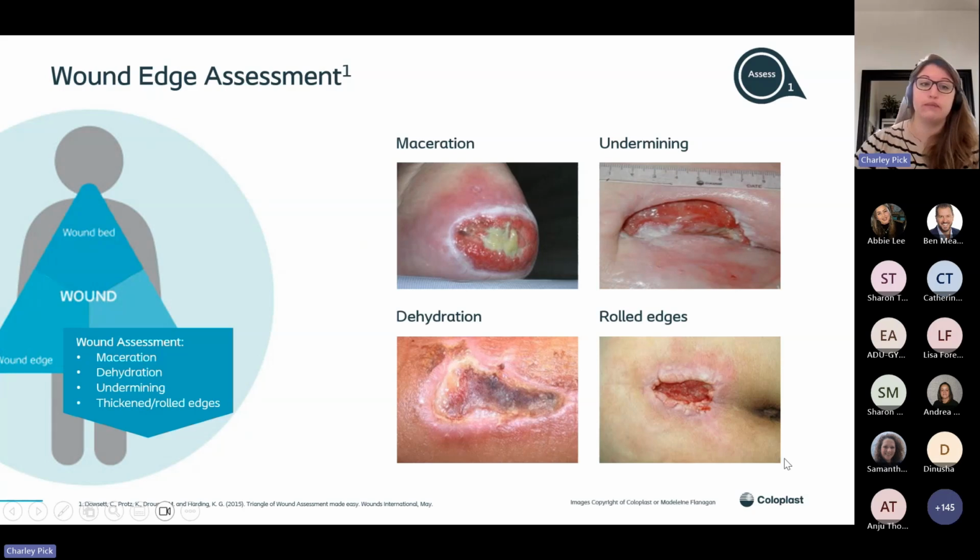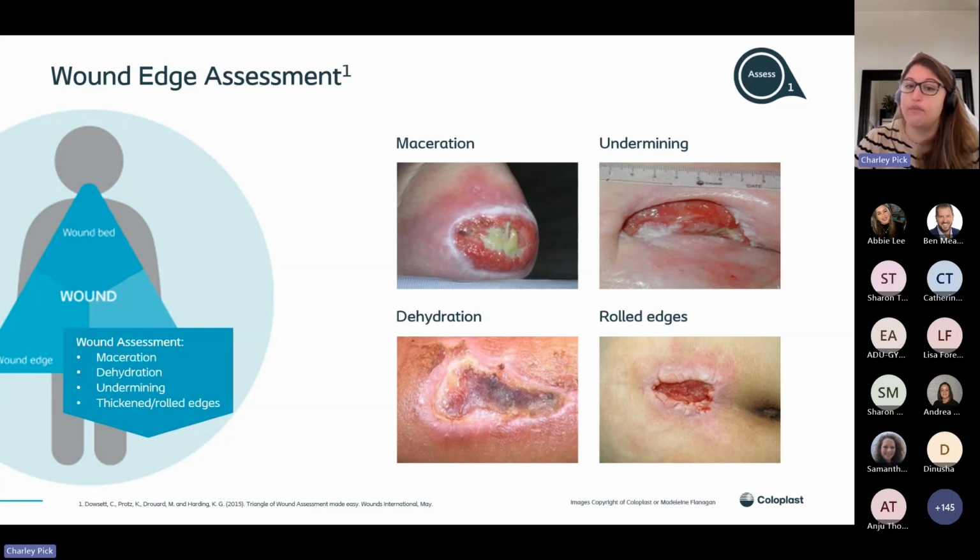Your wound edge assessment, so this helps you look for any maceration, dehydration, undermining, or those thickened rolled edges. So maceration at your wound edge will cause problems for your epithelial cells because it makes them more difficult to migrate across that wound bed if that macerated tissue is really wet and boggy at that wound edge. It probably means that the dressings that we're using aren't managing that exudate appropriately, so we need to reassess the treatment objectives for that patient.